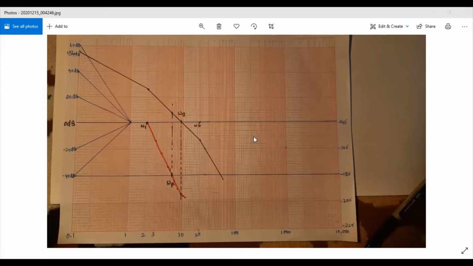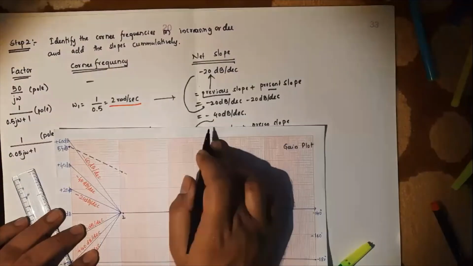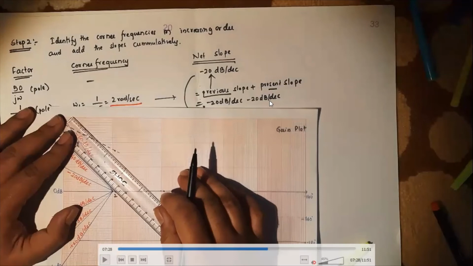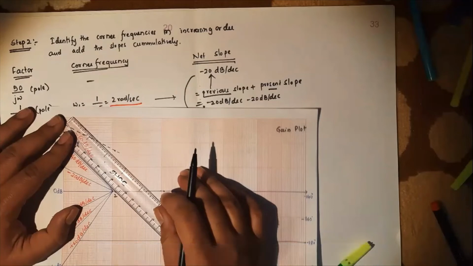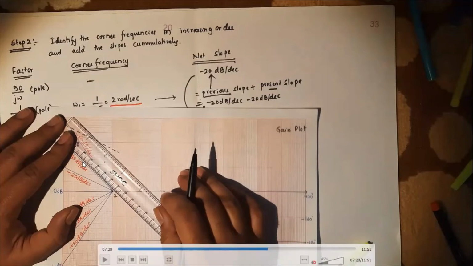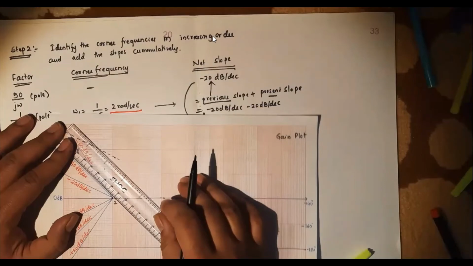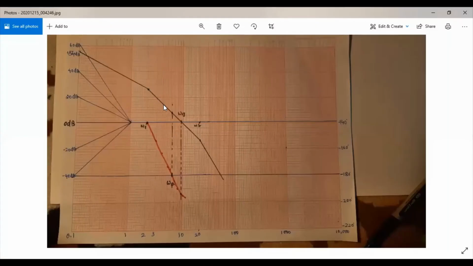Okay, we'll proceed now. Once you draw a line with a slope of minus 20 dB per decade from the starting point, stop at the corner frequency. Next, after 2 radians per second, the net slope is minus 20 minus 20, that is minus 40 dB per decade. So after 2 radians per second, you draw another line which is parallel to minus 40 dB per decade. So it goes something like this.